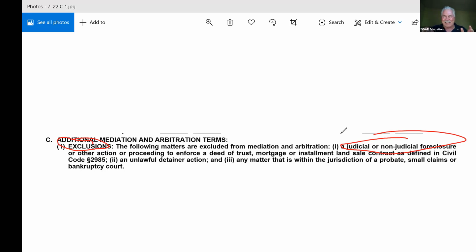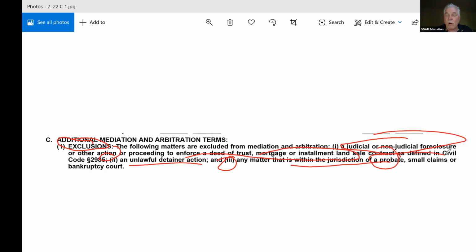Well, we can make the court mediate. I don't think so. Okay, here's mediation, here's court. So anyway, the answer is no, or any other action to enforce a deed of trust, mortgage, or installment land sales contract. We don't do land sales contracts, even though they're on the state exam. Number 2, an unlawful detainer. Separate court for that, right? Number 3, any matter that is within the jurisdiction of probate, small claims, bankruptcy.